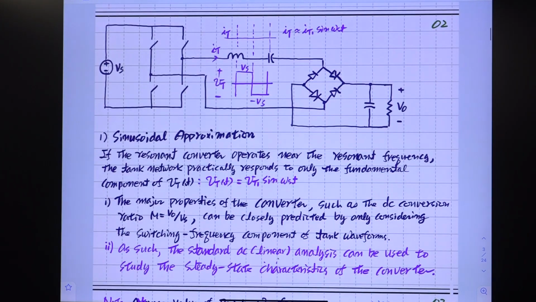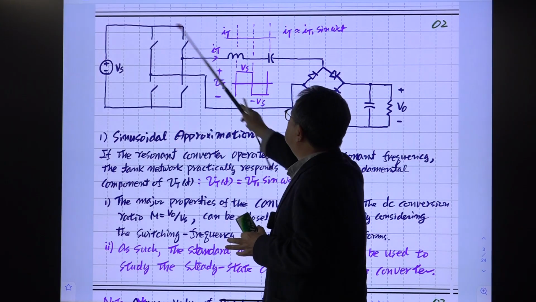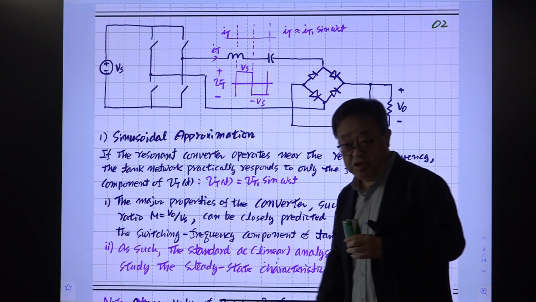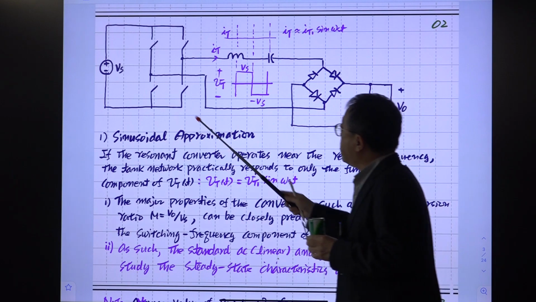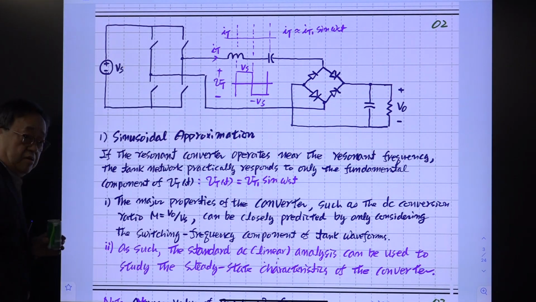Okay, this is the concept of sinusoidal approximation. We have the structure of this series resonant converter. This is a DC input, and we have a DC output here, and in between is a full bridge switch network. It will convert this DC voltage into these pulse waveforms.